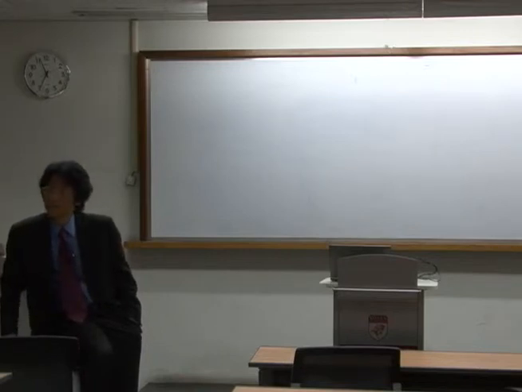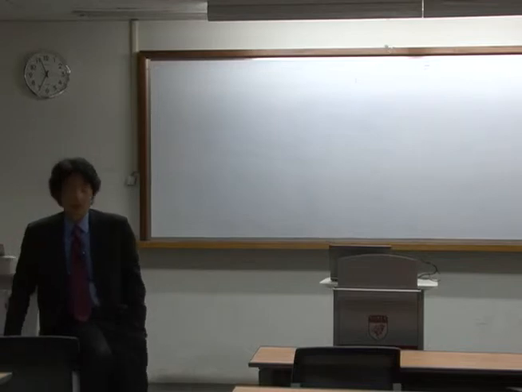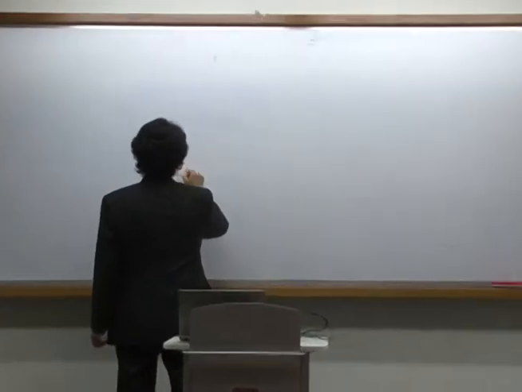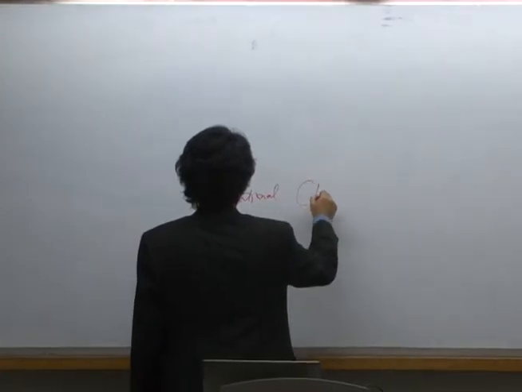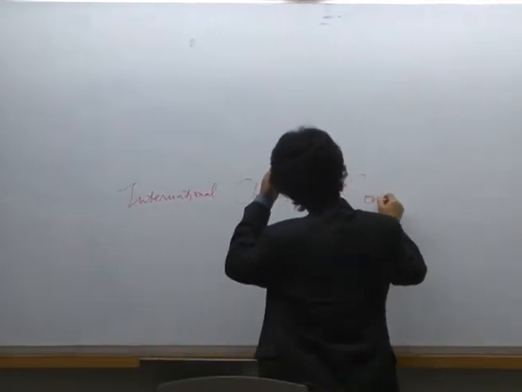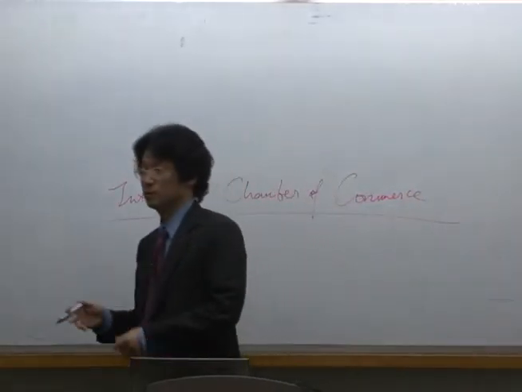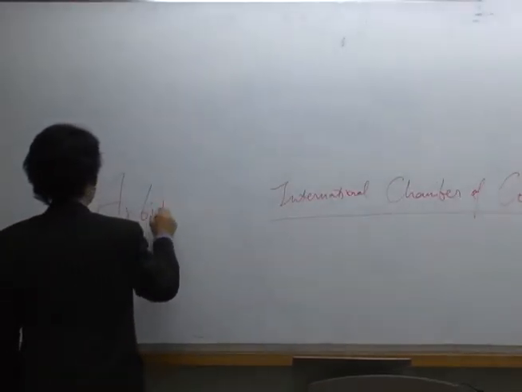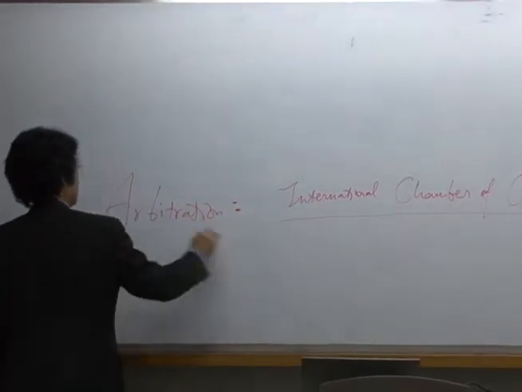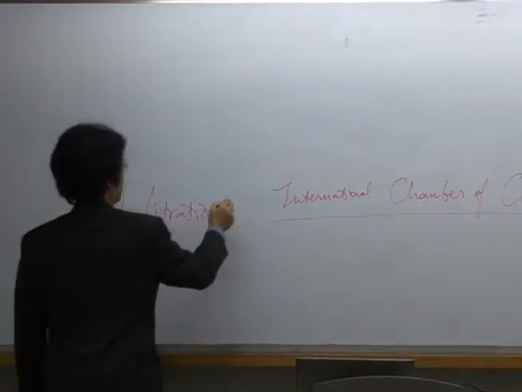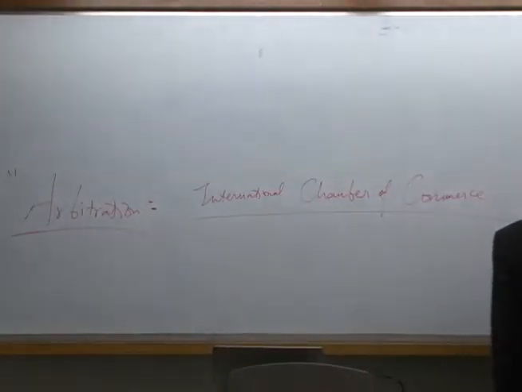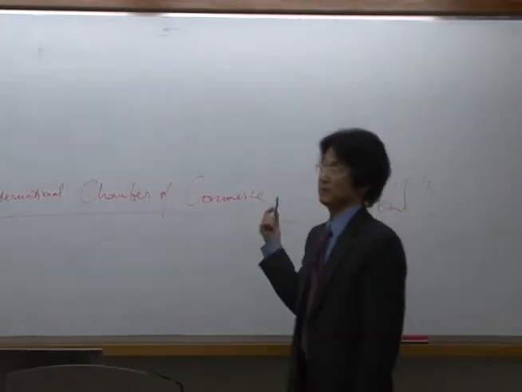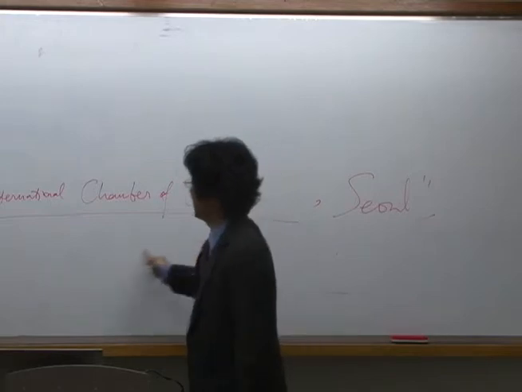The place of arbitration and the arbitrating body. So here is one example. One arbitrating body is the International Chamber of Commerce. The arbitration clause can be really simple. If it just says arbitration, International Chamber of Commerce, Seoul, that's a valid arbitration clause. You don't even need a sentence. Okay? But this is a problem.